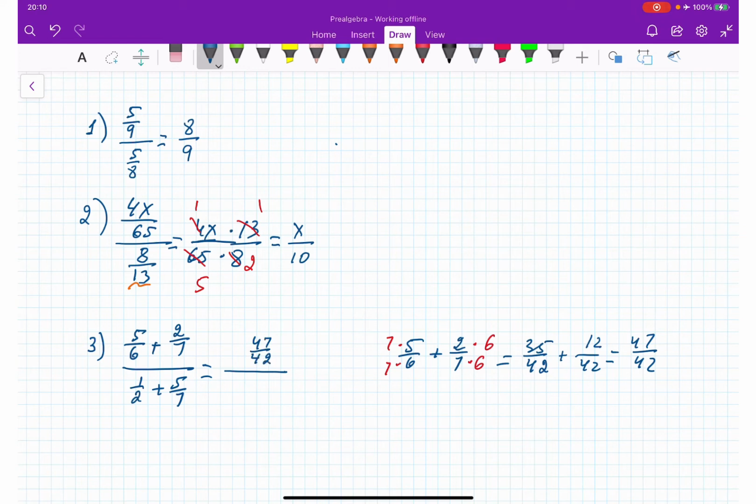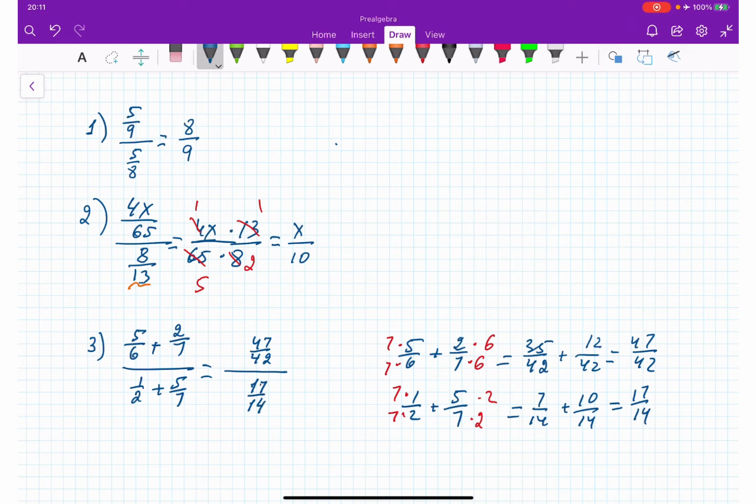Now let's bring to a common denominator the fractions that are in the denominator actually. So 1/2 plus 5 over 7. Common denominator is 14. 7 here, 7 here. Well, 2 here, 2 here. The result is 7 over 14 plus 10 over 14. It's going to be equal to 17 over 14.